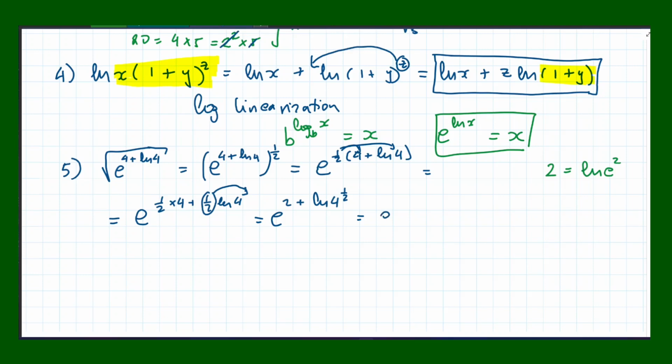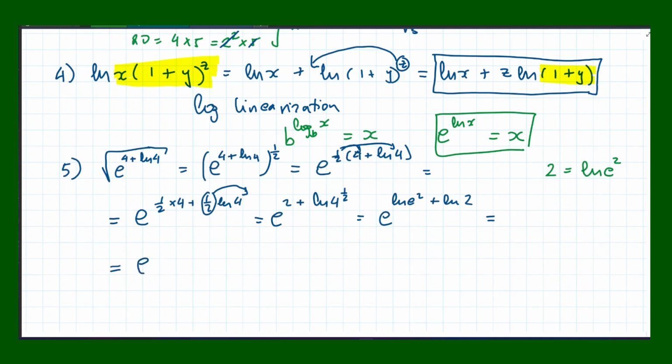So now I can rewrite this as ln e squared plus ln of 4 to the half. What is 4 to the half? Well, the half power is the root, so square root of 4 is just 2, so that's just going to be ln of 2. Okay, now again, carry on down here.